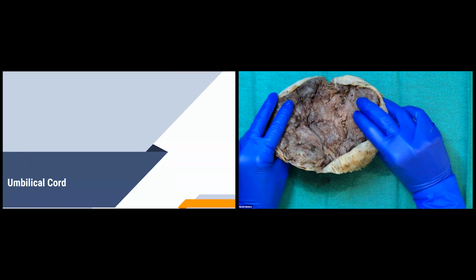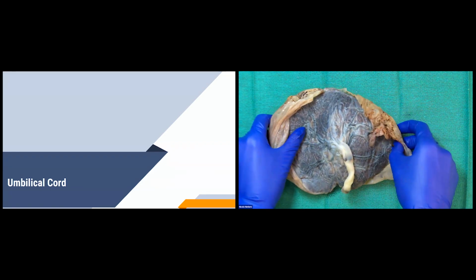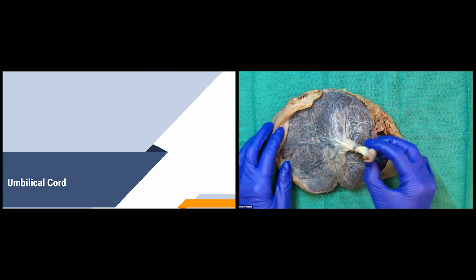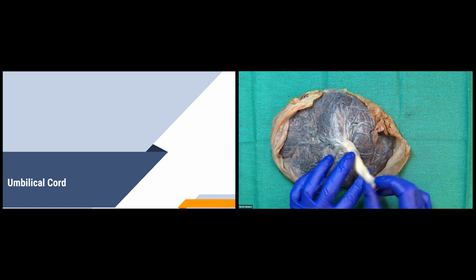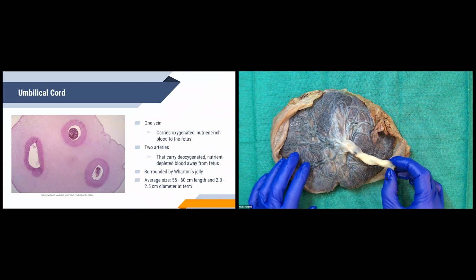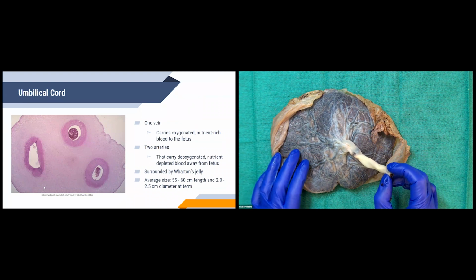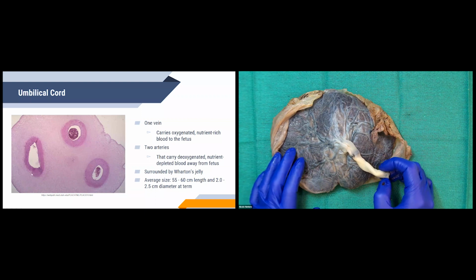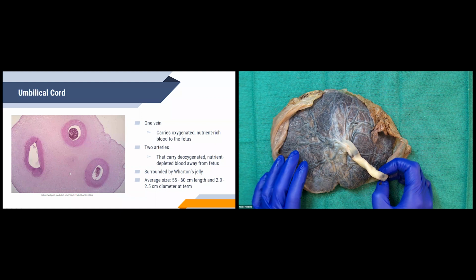Now we'll talk about the umbilical cord, which is here. So the umbilical cord contains one vein, which carries oxygenated, nutrient-rich blood to the fetus, 2 arteries that carry deoxygenated, nutrient-depleted blood away from the fetus, and then these vessels are surrounded by Wharton's jelly. So on cross-section, this can look like a smiley face.